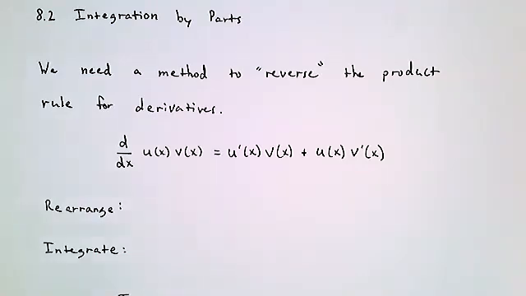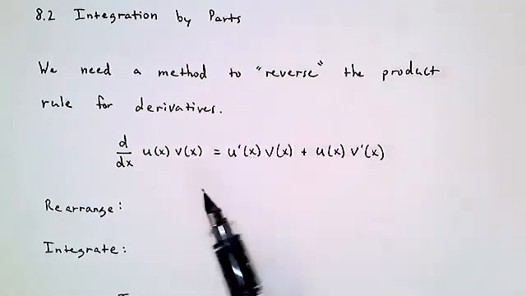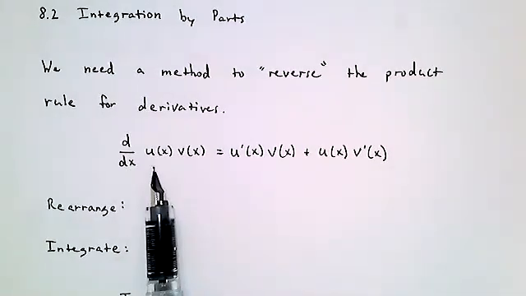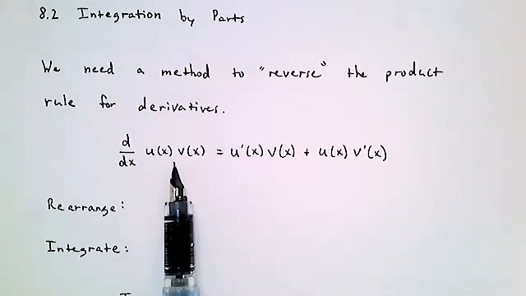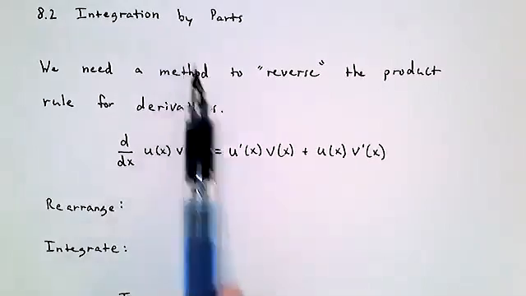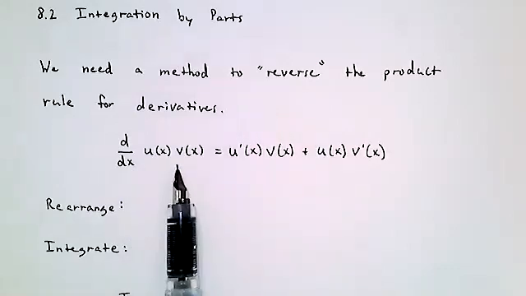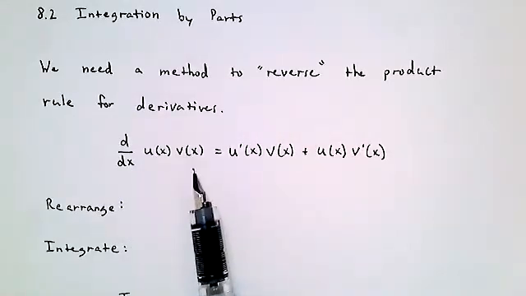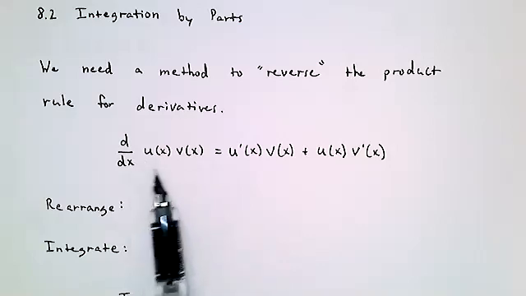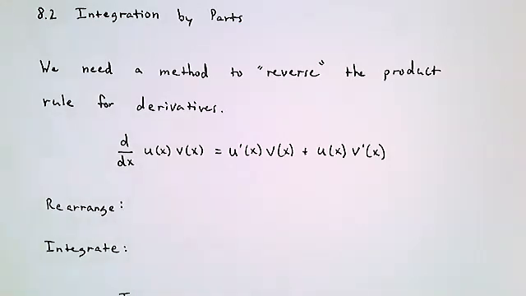And it's related to reversing the product rule. So the product rule, you remember from Calculus 1, lets us take the derivative of two functions that are multiplied together. And what we're going to figure out in this section is some way to reverse that rule. So remember, integrals are the opposite of derivatives. So if we want to figure out some sort of integral rule for functions being multiplied together, this is the rule that we need to reverse somehow.